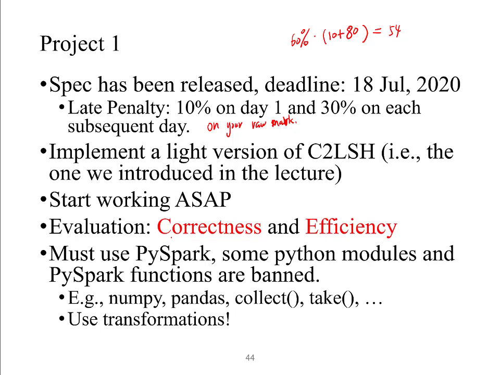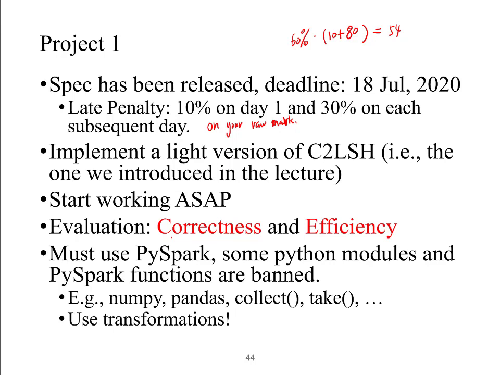All right. So you must use PySpark. Some Python modules and PySpark functions are banned. Basically, one of the main purposes of this project is to use Spark to solve problems. So it is meaningless for you to circumvent PySpark or to do it in other ways. For example, you collect the data and do it using pure Python. It could be easier for you to write the code, but it's against the purpose of this project.